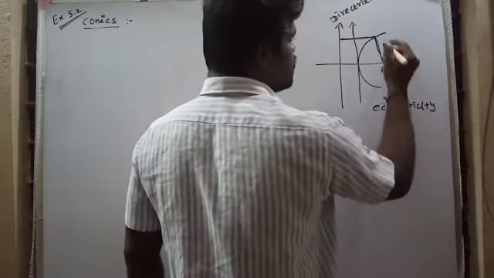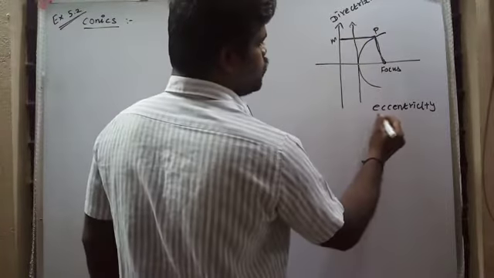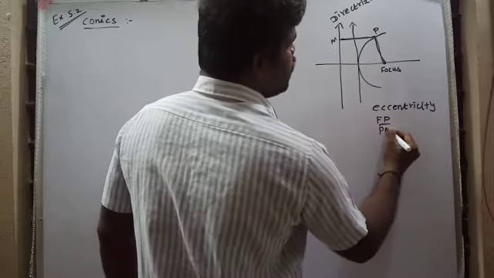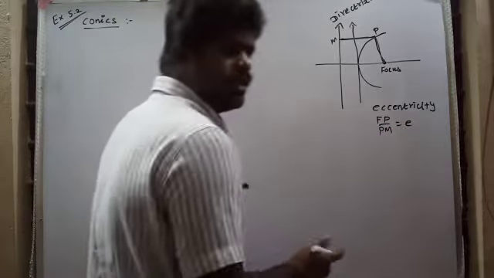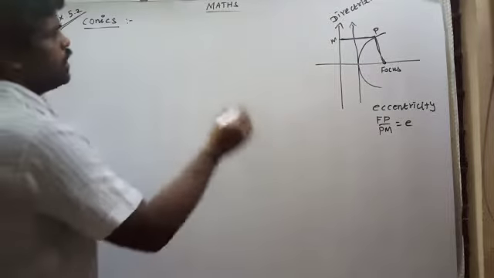Eccentricity. For example, this is F and this is P. This is M. So the eccentricity is equal to FP by PM, which is equal to e. e is denoted as eccentricity. Okay, right.